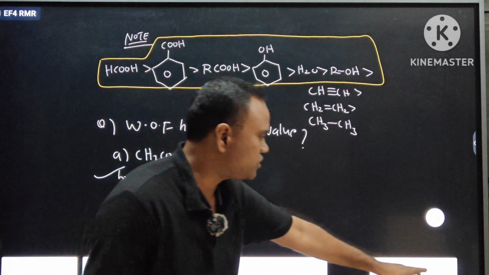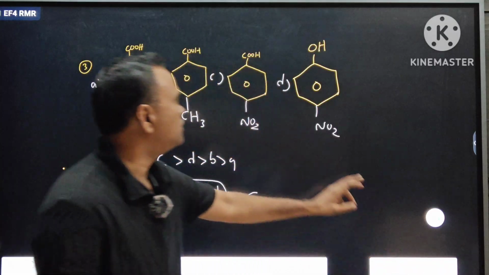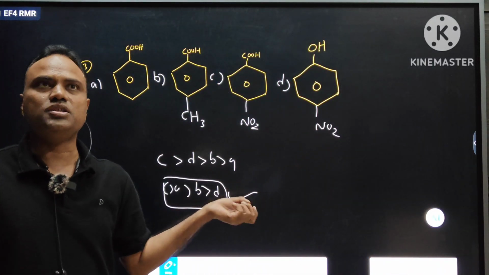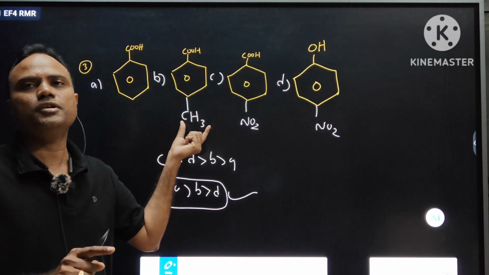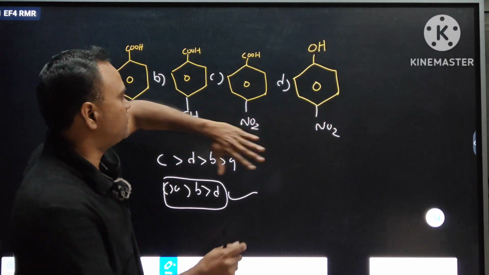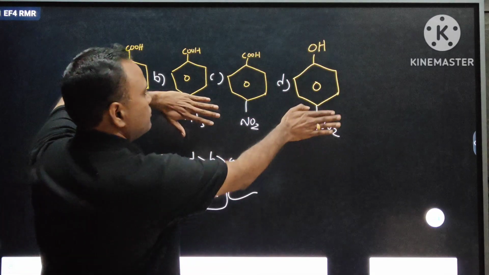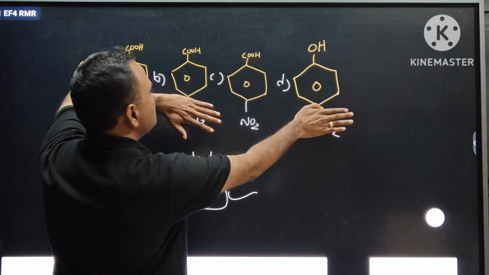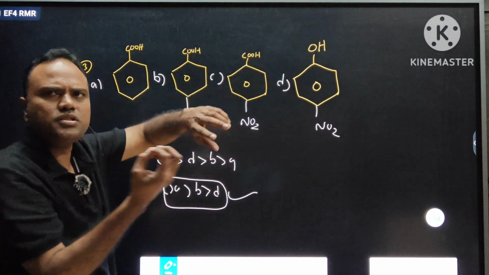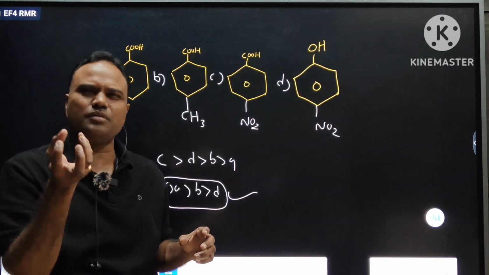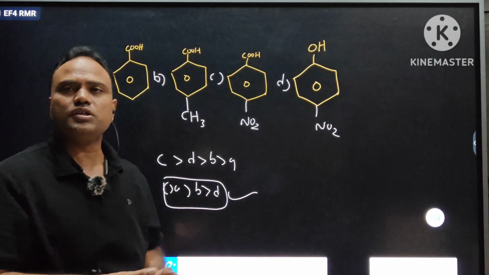Most of the students will think like this: here minus M is present, that's why it will be more acidic than this compound. That is absolutely wrong. See the original functional group. Close this. This is phenol class, this is benzoic acid class. Clear? Even though minus M is present, its acidic nature is only a little more than the benzoic acid.